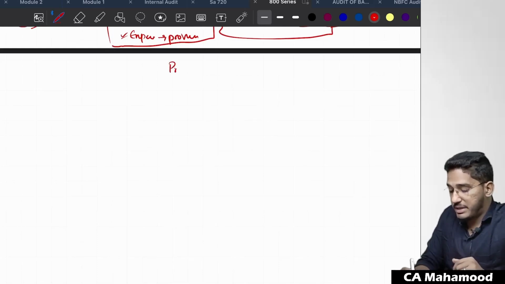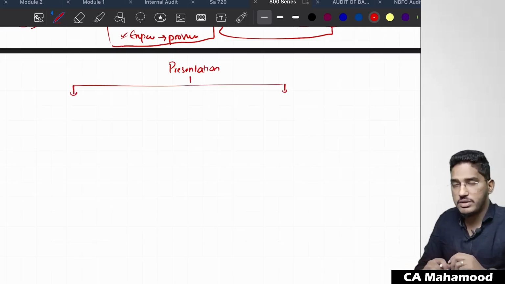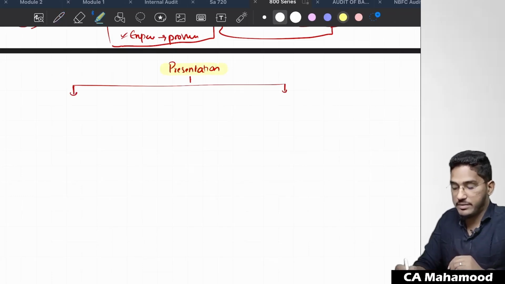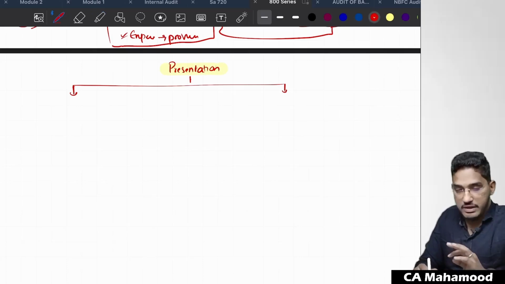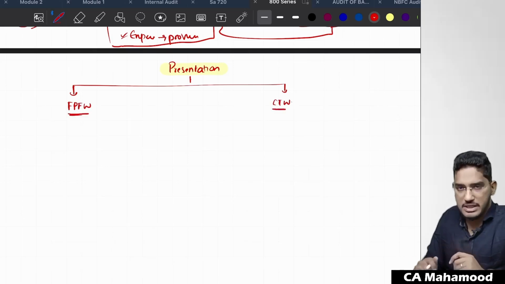On the basis of presentation, frameworks are once again divided into two categories. What are they? Do you remember? This is also something we have understood as a part of our introduction chapter. On the basis of presentation, how are the frameworks divided? One is the fair presentation framework and the other one is the compliance framework.